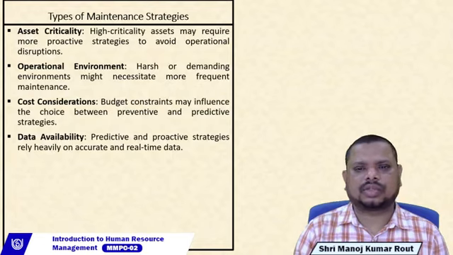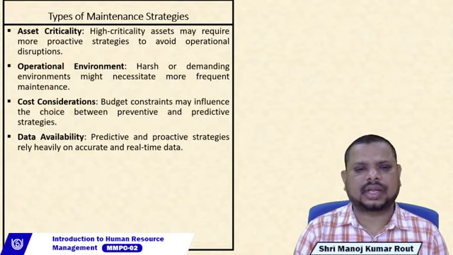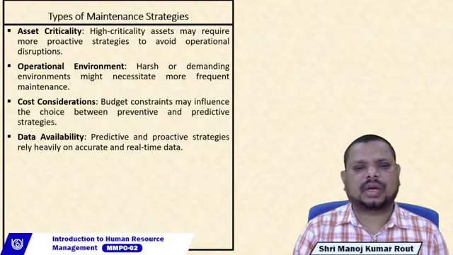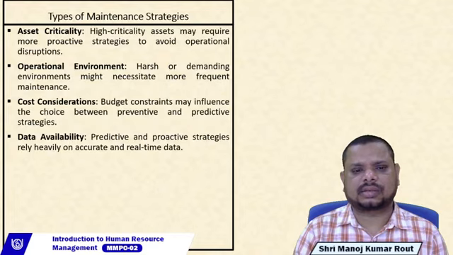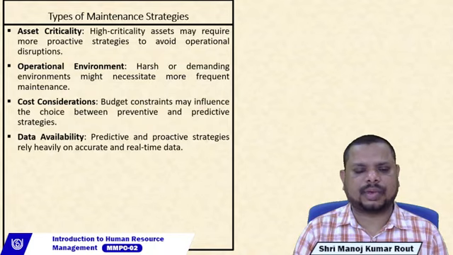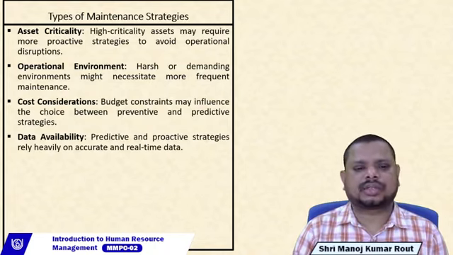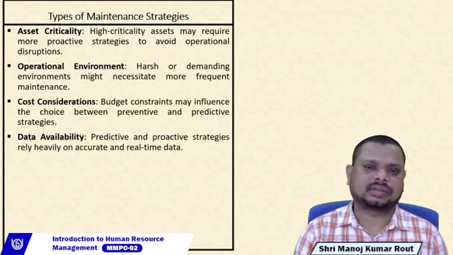The next one, the most important part, is operational environment. Whenever you perform maintenance, the area should be neat and clean before conducting any maintenance work. If the operational environment is harsh or demanding, it might necessitate more frequent maintenance. The next is cost considerations. One of the most important objectives of maintenance is to optimize maintenance expenses. Whenever there is a budget constraint, that also influences the choice between preventive and predictive strategies.